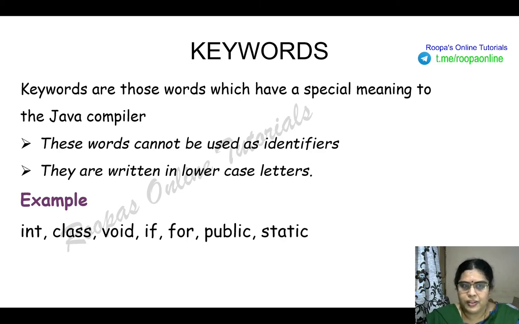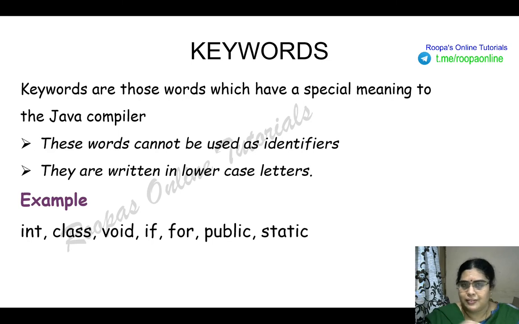These words have some meaning and they have some rules also. The first rule is they cannot be used as identifiers. I'll tell you what identifiers are. Identifiers are the names given to the various programming elements. We'll come to that in more detail in our next slides. So keywords cannot be used as identifiers. That is rule number 1. And rule number 2 is they are written in lowercase letters. Lowercase letters means small alphabets, that is small abcd.